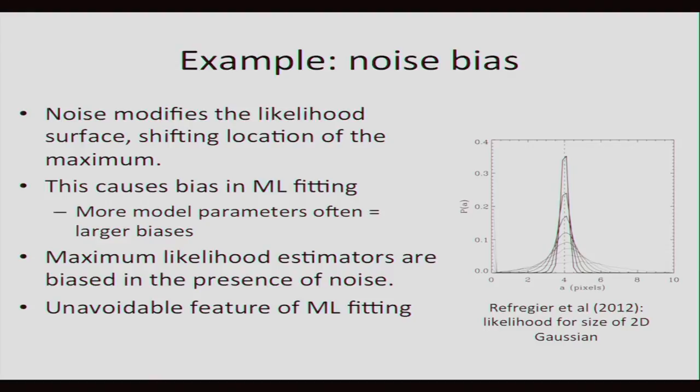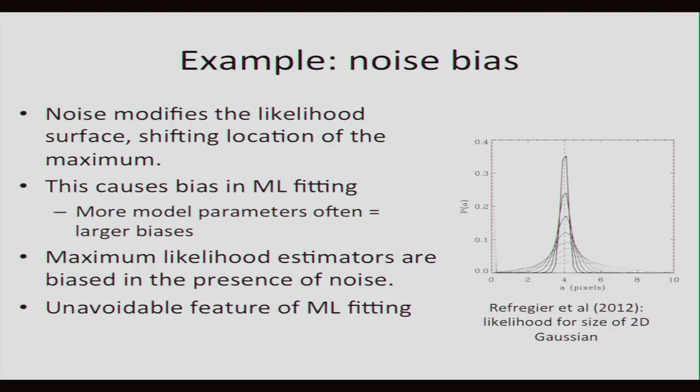This gives an example. If you have just a 2D Gaussian, this is a plot of the likelihood function for the size of that 2D Gaussian. You can see the really tall, narrowly peaked one is for high signal to noise, and it's centered on this vertical dashed line, which is the true input value. But then look at these likelihood functions that are less and less peaked, broader and broader. The very last one is fairly low signal to noise. It's not just broad, but it's peaked at the wrong place, about 20% off from the true value. So if you look for the maximum likelihood point, you're going to end up with something systematically biased.